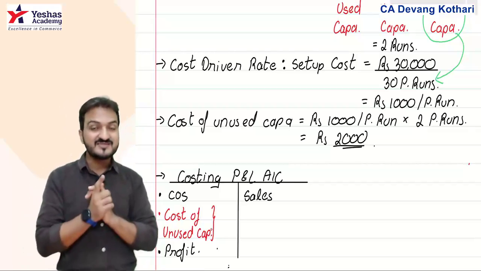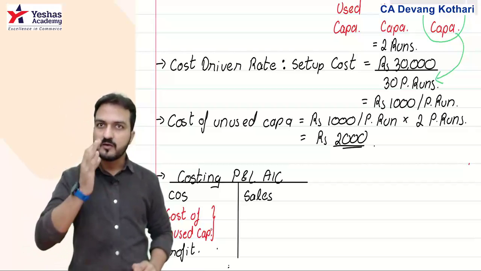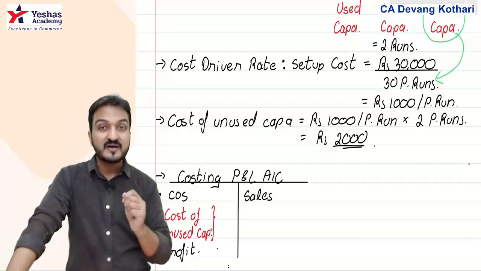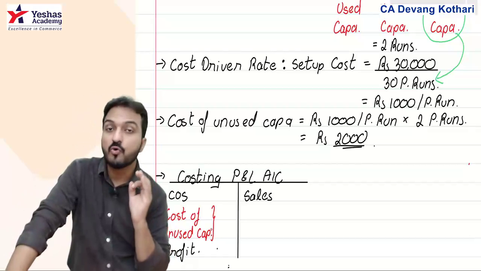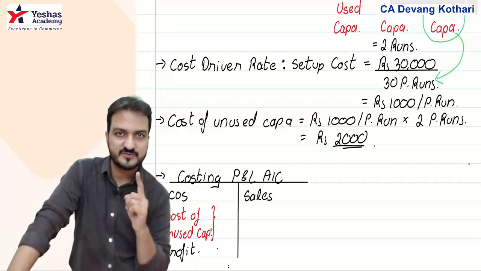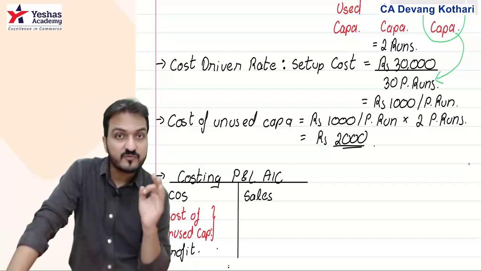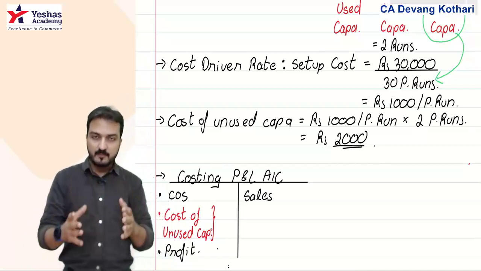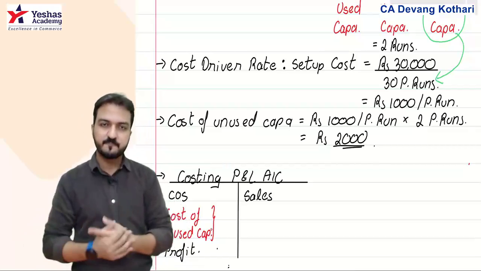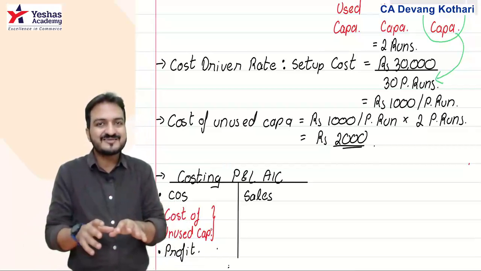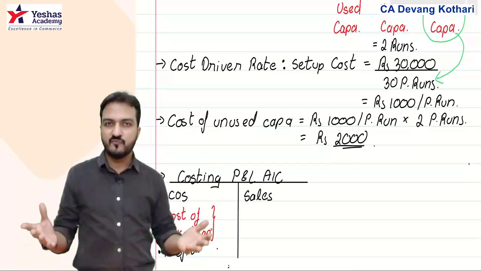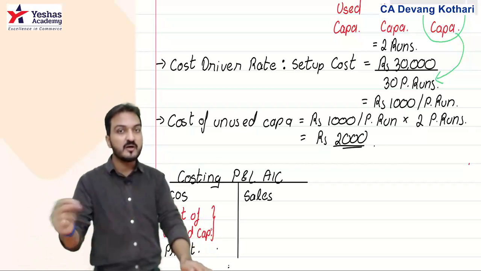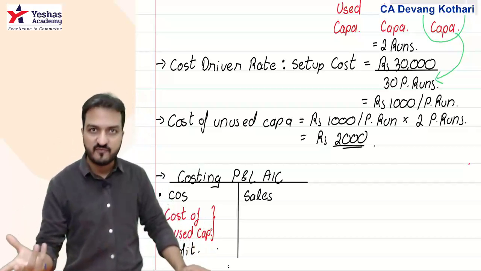Now, there is one basic condition for having a cost of unused capacity. Cost of unused capacity will come only and only for fixed cost. You will never have this cost for variable cost. Why? Because if the capacity was not used, then variable cost is not incurred. Variable cost varies with the capacity. So for the capacity which is not used, I don't incur any variable cost.